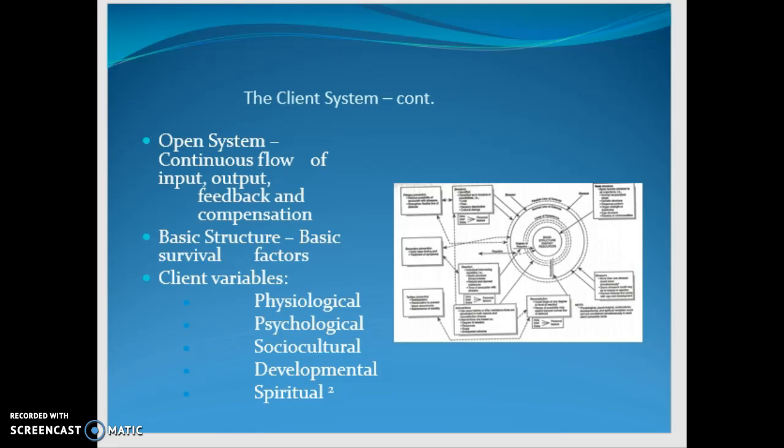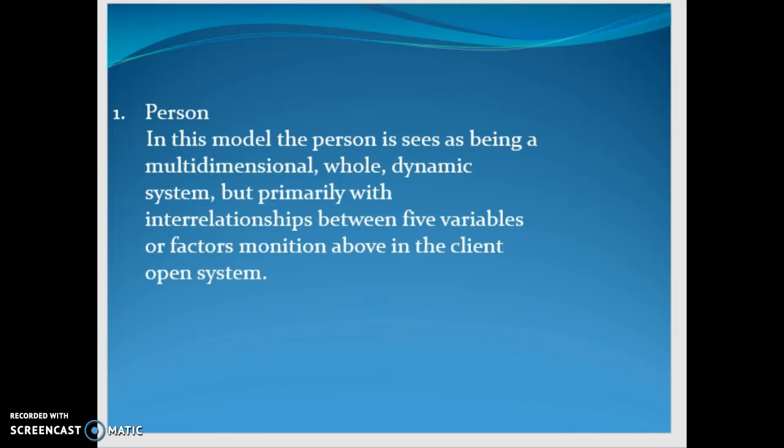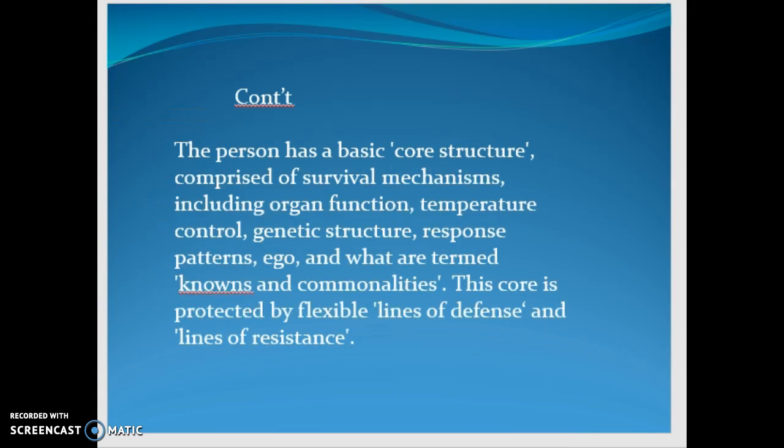The four major concepts in this model that I'm going to talk about are the person, health, environment, and nursing. In this model, the person is seen as a multi-dimensional, whole, dynamic system, primarily with interrelationships between the five variables or factors mentioned above in the client system. The person has a basic core structure comprised of survival mechanisms, including organ function, temperature control, genetic structure, response pattern, ego, and so on. This core is protected by the flexible line of defense and line of resistance.